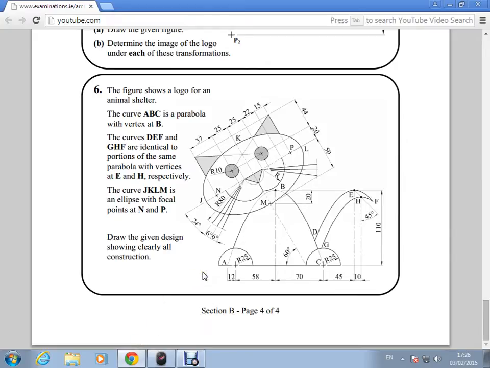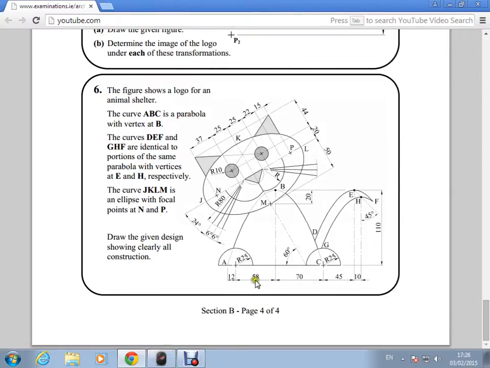The figure shows a logo for an animal shelter. The curve ABC is a parabola with vertex at B. The curve DEF and GHF are identical portions of the same parabola with vertices at E and H respectively. So we're going to deal with the parabola part of the question first.